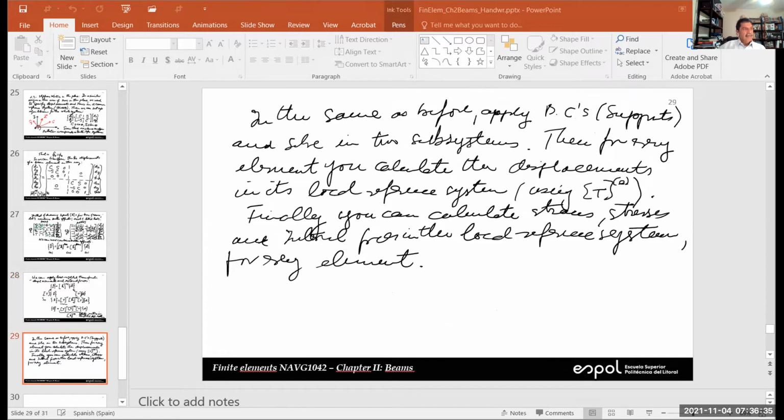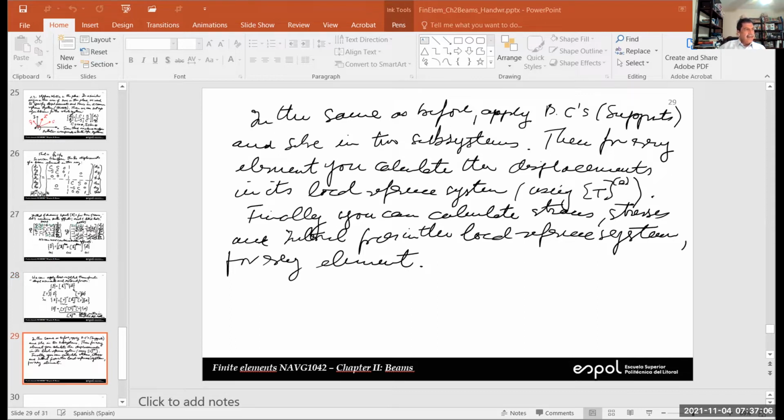Then we have to apply boundary conditions. So you have to have the supports. Remember, we solve in two subsystems. After we solve the first subsystem, you know all the displacements in the discretization. Then the second subsystem gives you the reactions.